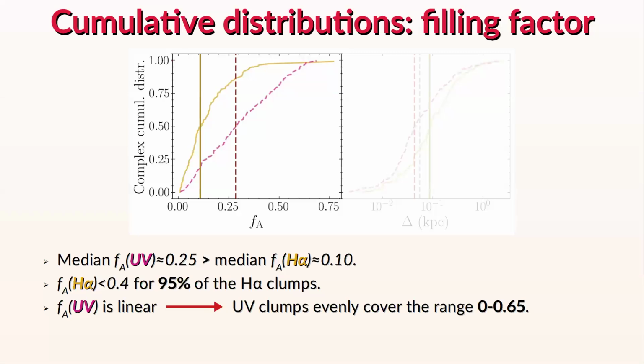So if we look at the cumulative distribution of these two quantities, you can see, again, in gold the H-alpha and in purple the UV, that the H-alpha clumps are characterized by smaller filling factors. 95% of them have a filling factor smaller than 0.4, so they can cover less than 40% of the complex. While in UV, we can also reach values of 0.65, as expected from the fireball configuration.